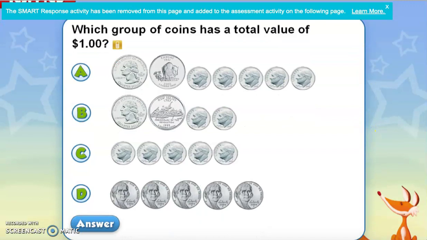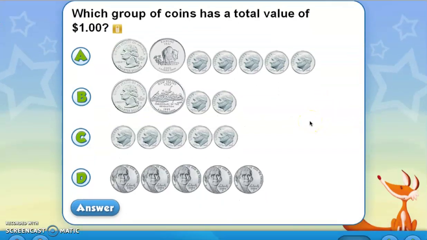So it says, last question here, which group of coins has a total value of $1? So we're going to start with A, and we're going to check to see which one has a total value of $1. So we have 2 quarters to start, so 25, 50, and then it looks like the rest are dimes, so we're just going to count by tens from 50. So 50, 60, 70, 80, 90, 100. So 100 cents is also $1. So A is our correct answer.